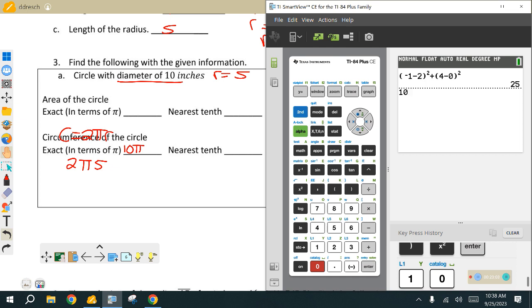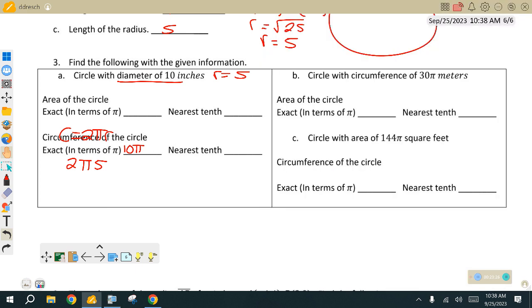It's in blue. So if I hit second, my exponent key, 10 pi, just like with radicals, your calculator can't handle it. It's going to change it to that decimal then. So if you hit 10 pi, you get nearest tenth, rounded appropriately, just like we did with radical work. So in this instance, it's going to be 31.4 for our rounding.